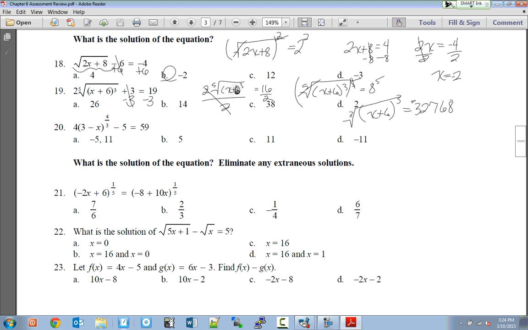Now, since this x plus 6 is cubed, in order to get rid of the cube, we're going to take the cube root of both sides, because the cube root will cancel the cube, leaving you with x plus 6. And then the cube root of 32,768 comes out to equal 32. And then just subtract the 6 across. So x equals 26. So for 19, your answer is A.